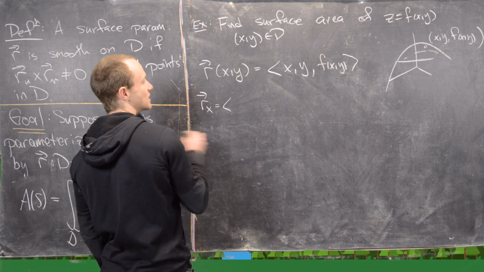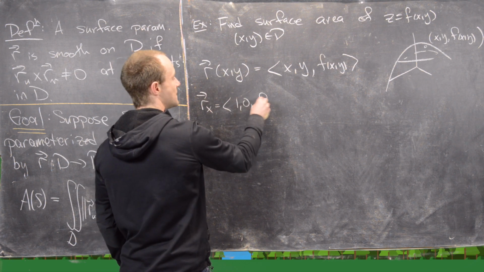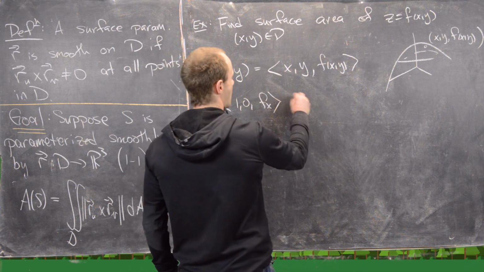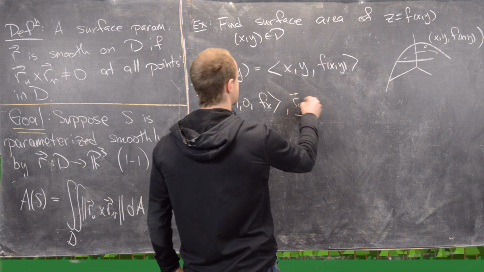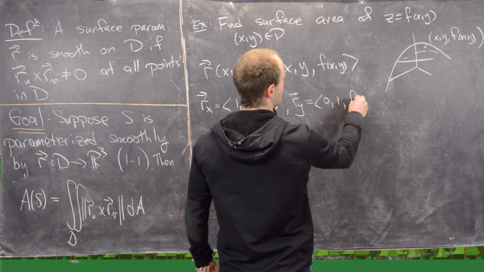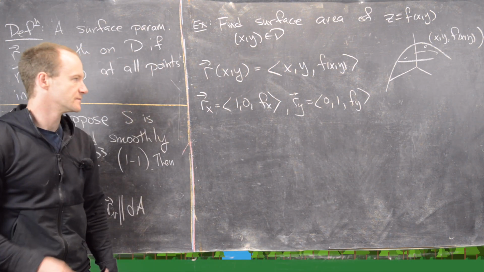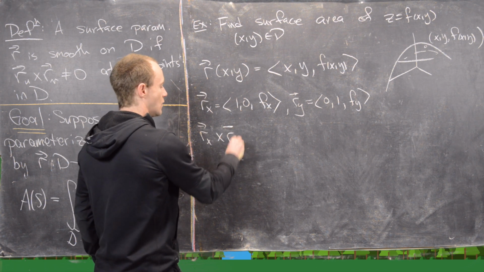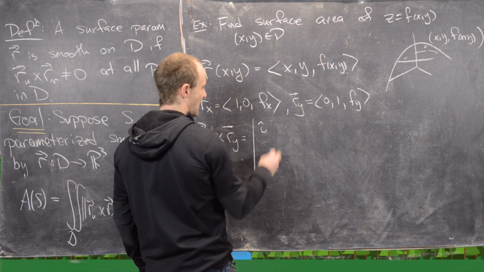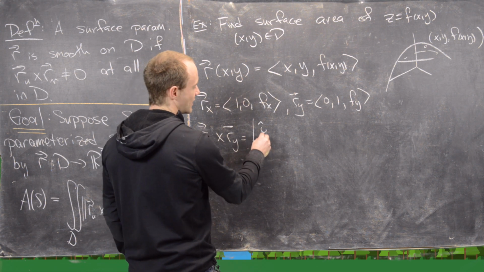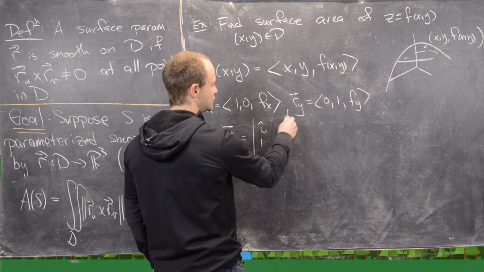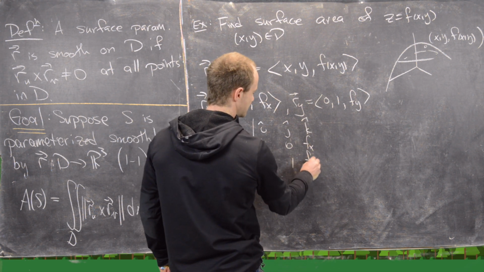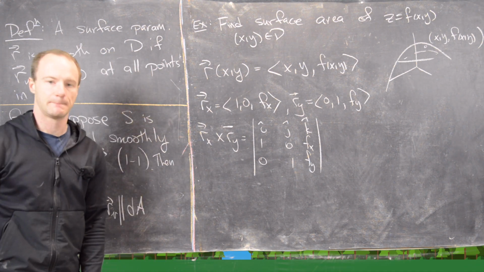Great. But now we need to calculate these partials, r sub x and r sub y. So notice that r sub x is going to be 1, 0, and then I'll just write f sub x, so the partial with respect to x. And then r sub y is going to be equal to 0, 1, and then f sub y. Now, taking the cross product of those, so r x cross r y, we've got in the i component, 1, 0. In the j component, we'll have 0, 1. And in the k component, we will have f sub x, f sub y, like that.